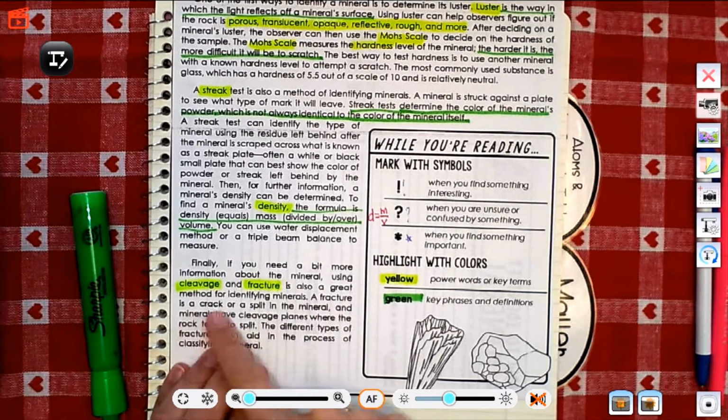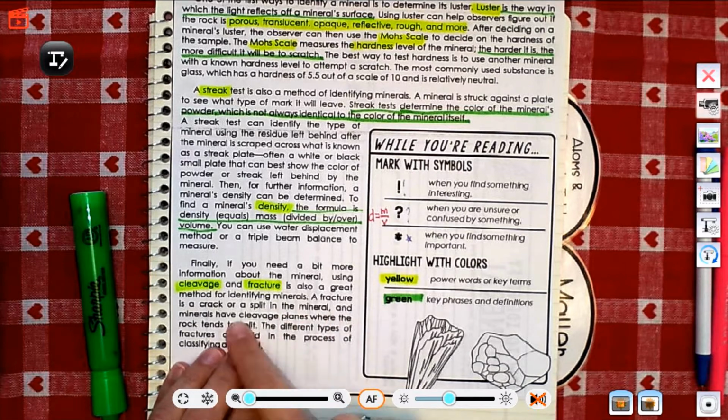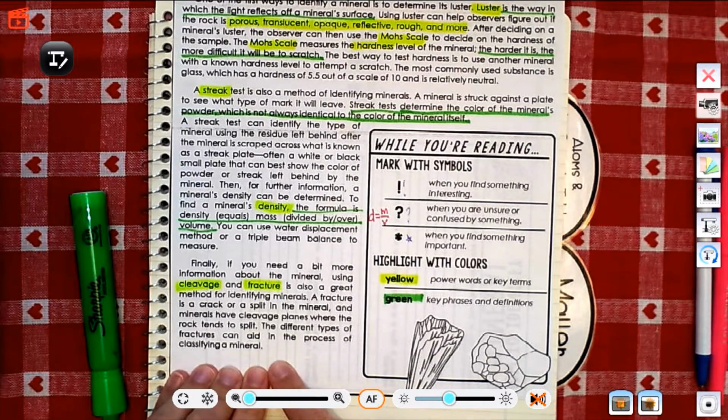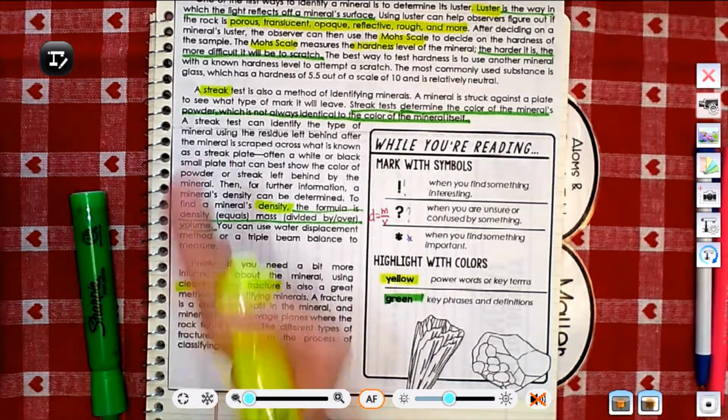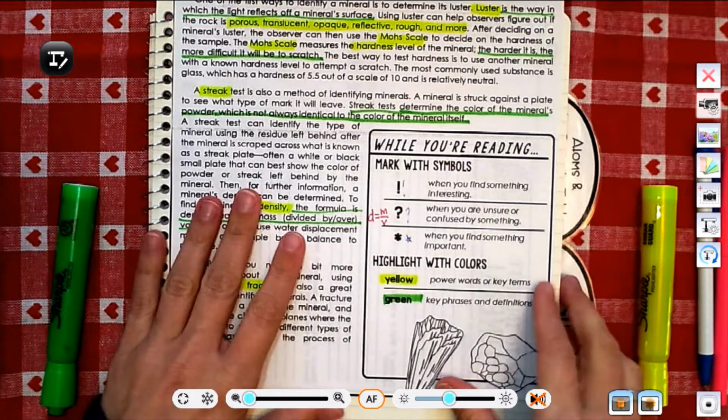Okay, a fracture is a crack or a split in the mineral, and the minerals have cleavage planes where the rock tends to split. The different types of fractures can aid in the process of classifying a mineral. So remember, cleavage is that clean breaks, and fractures are more irregular.